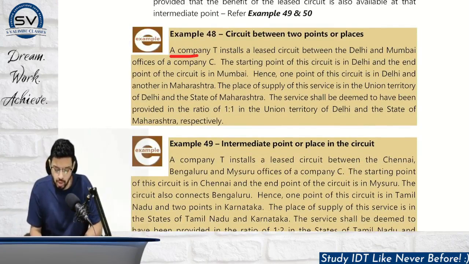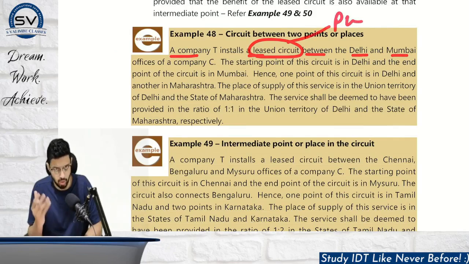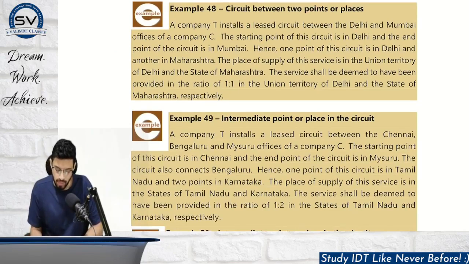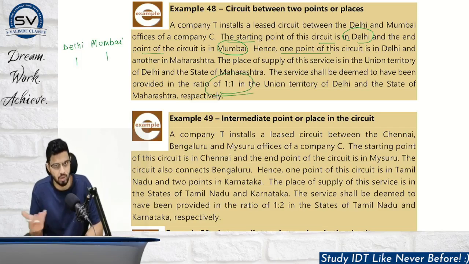A company T installs a lease circuit between Delhi and Mumbai. Lease circuit means there is a physical circuit, so you have to apply the place of this circuit as the place of supply. So Delhi and Mumbai, two states are involved. Always focus on states, not cities. The starting point of the circuit is in Delhi and the end point is in Mumbai. So one point of the circuit is in Delhi and one point is in Mumbai. So this is a clear-cut case of 50-50. So a 1:1 ratio will be the basis of bifurcation.